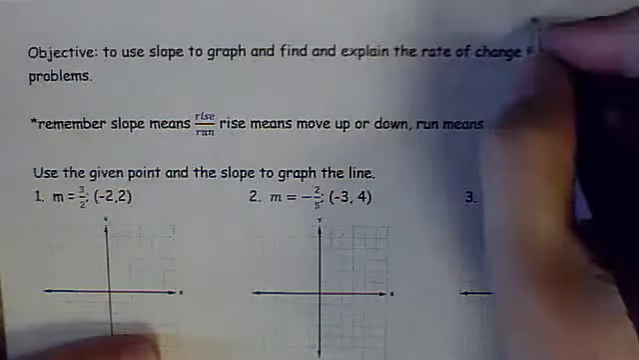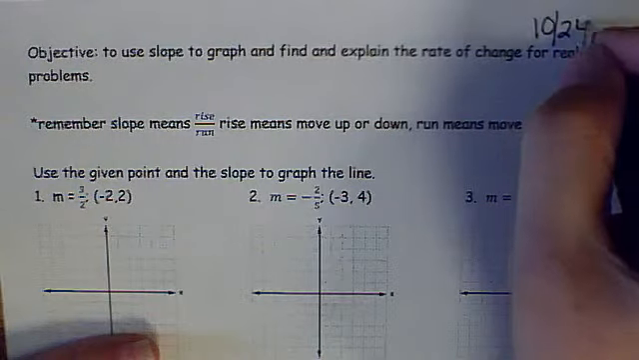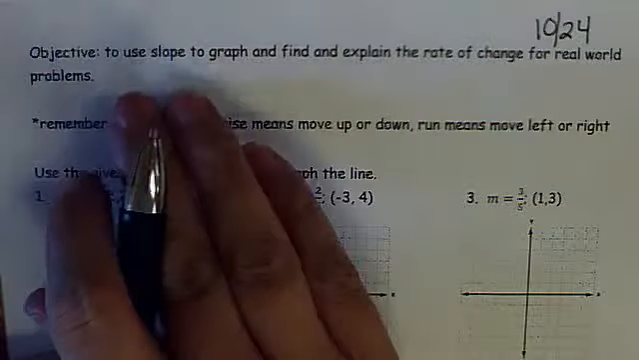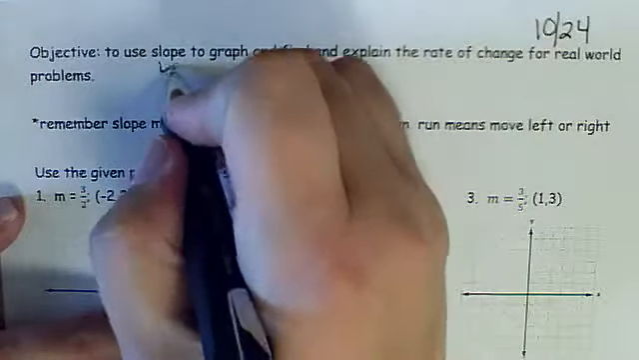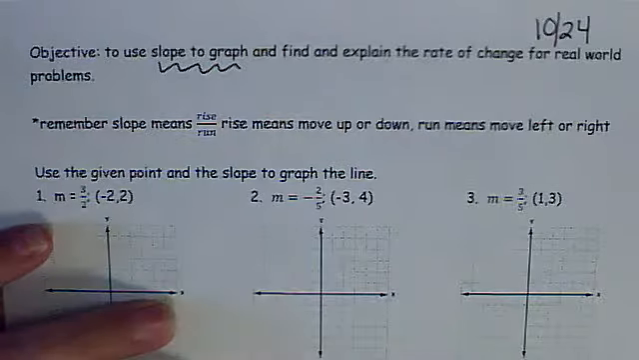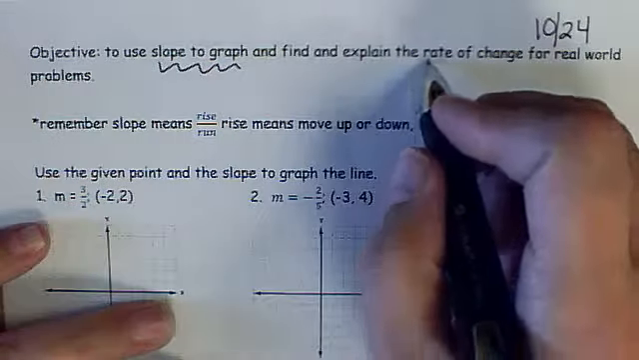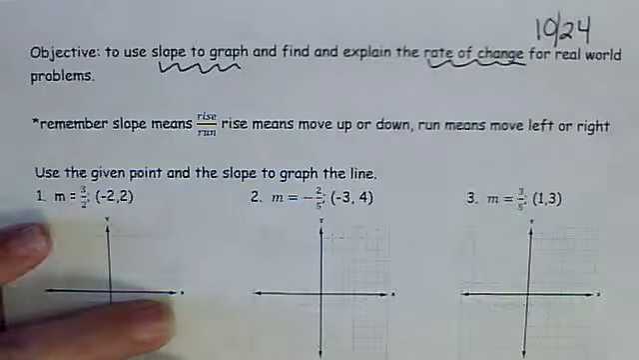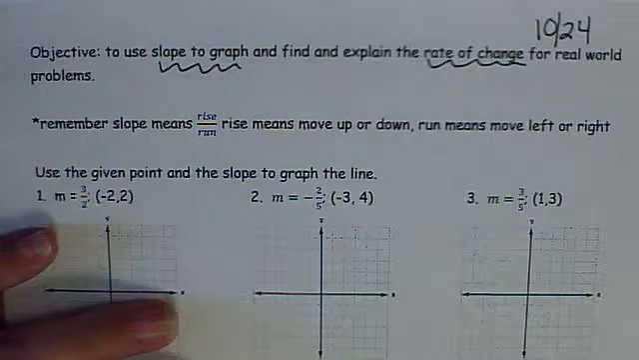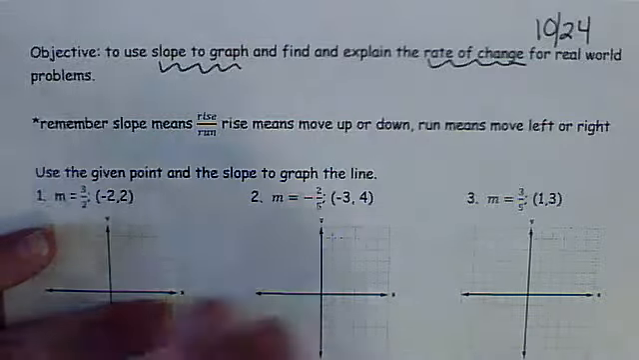Okay, today's date is the 24th, and your objective today is to use slope to graph. We're talking about slope again, but today we're going to use it to graph, and then you're going to find and explain the rate of change for real-world problems. Real-world problems means word problems, like number 17 off Friday's homework about the population of Austin. We're going to do some more problems like that today.